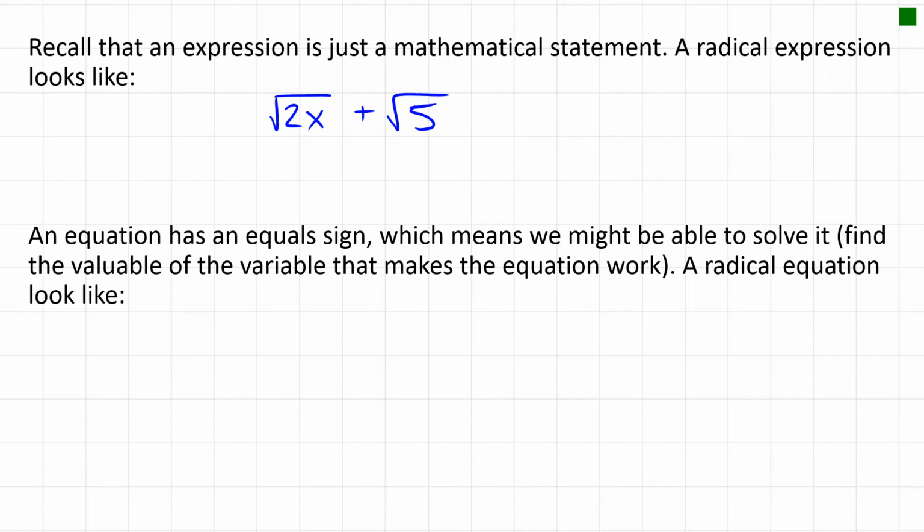That means that in the end, we might be able to solve it, which again, to solve is to find the value of the variable that makes the equation work. So a radical equation might look like root 2x plus root 5 equals 3. Now, we might be able to solve that, and it might turn out that this is an impossible equation to solve. I just made it up off the top of my head, so I don't know at this point whether it is solvable or not. But by the end of this video, we'd be able to figure that out.